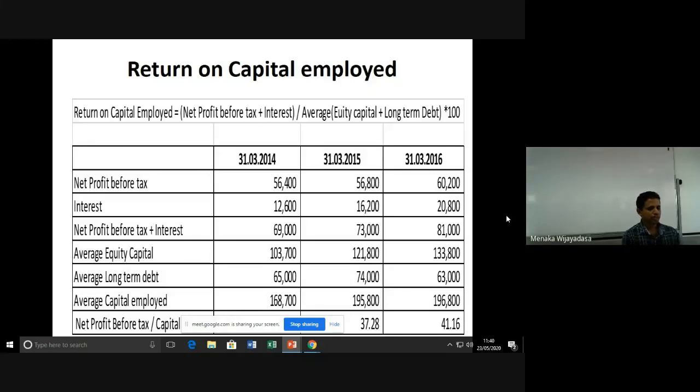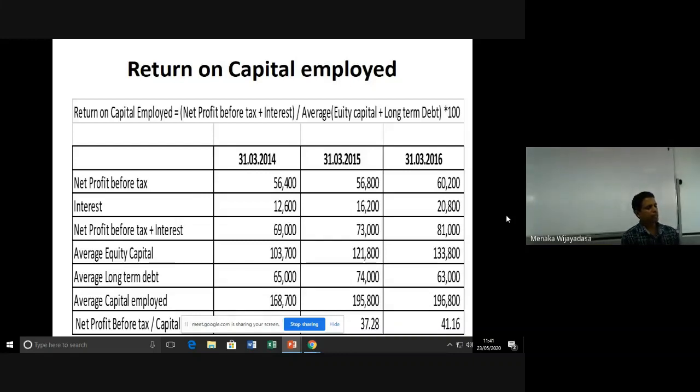Then for the 2016 average figure, again you have to take the 2015 end balance, that is 68,000. You add the 2016 ending balance, that is 58,000. 68 plus 58, that is 126,000. Divided by 2, that is 63,000, right? 63,000.